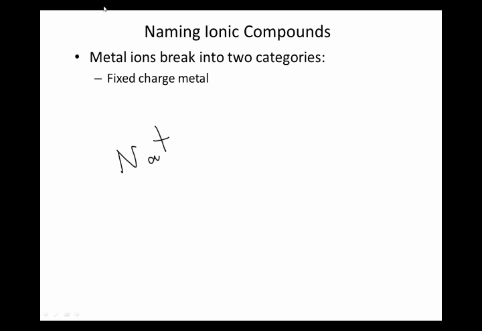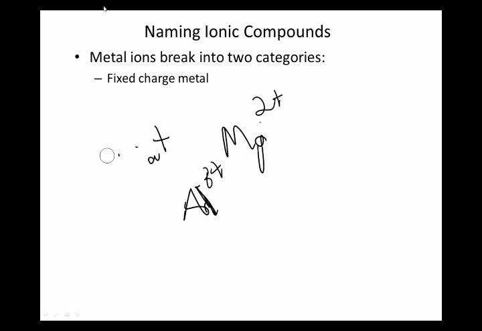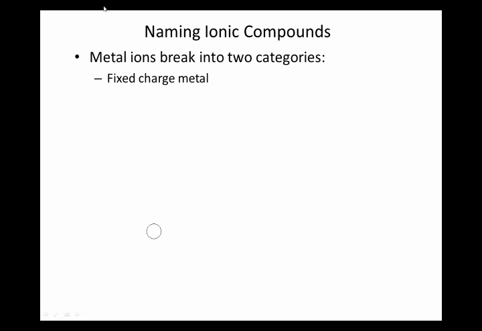Sodium, always +1. Magnesium, always +2. Aluminum, always +3. There's never a change in what they are. Let me write this a little cleaner: 2+, 3+. We already know most of these. I'm going to tag on a few extras, and I'll show you a little pattern on the periodic table to help you remember them. The other group are variable charge metals.